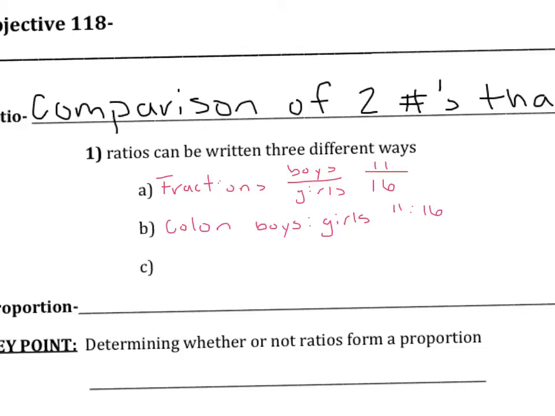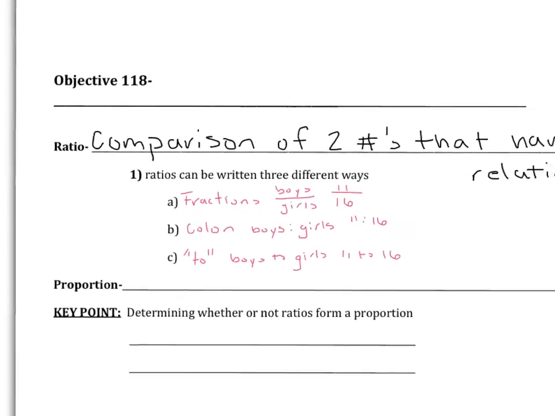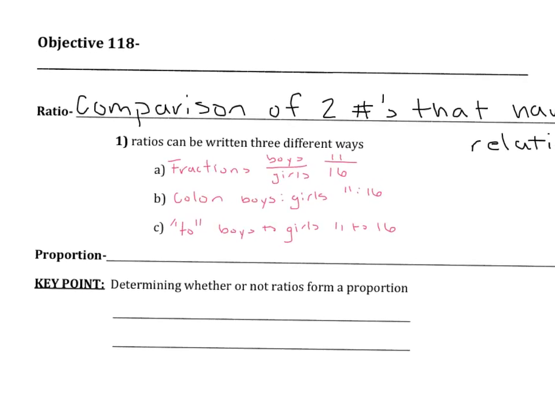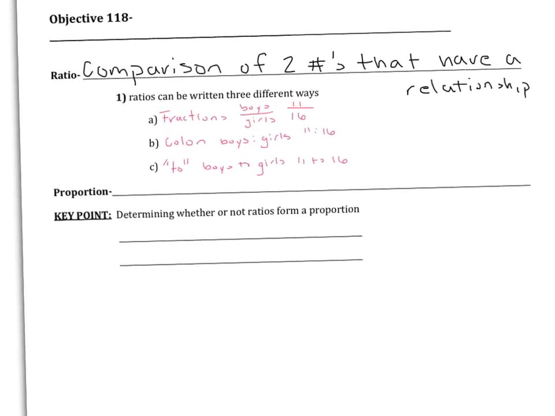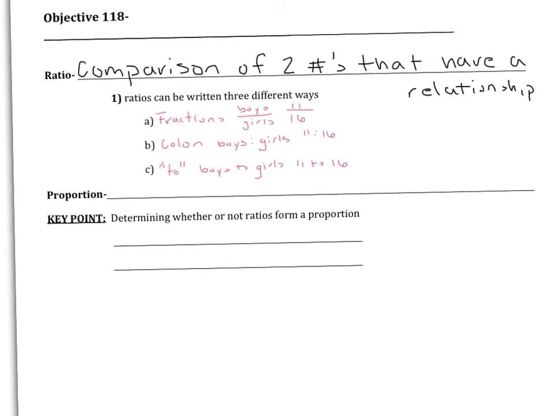The last way we sometimes see ratios written is with the word to. So I might say the ratio of boys to girls, or I could say 11 to 16. All of those are different ways to write ratios. You could see it as a fraction, with a colon, or with the word to, but all of them mean the comparison of two numbers that have a relationship. All right, now what is a proportion, which is what our objective is about today?